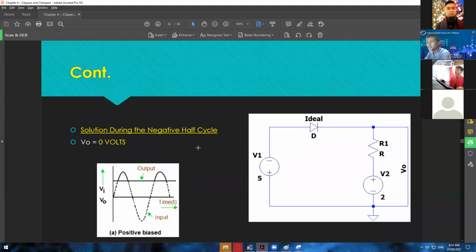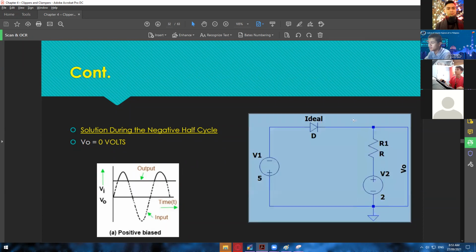And during the negative half cycle, again, just analyze the polarities of your voltages. We have negative to positive, positive to negative, positive to negative, negative to positive. So all throughout, this one is a reverse bias connection. That is why we have a 0 volts reading on this VO right here. So don't get confused on this one.